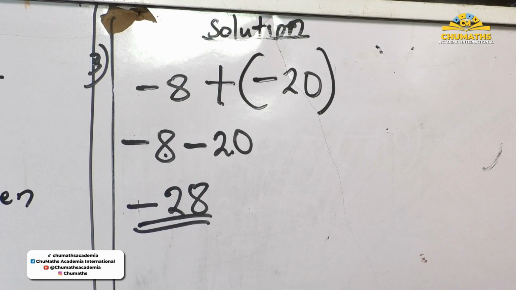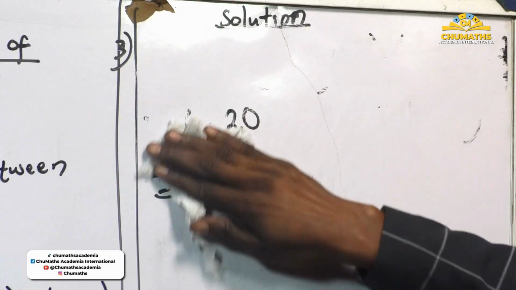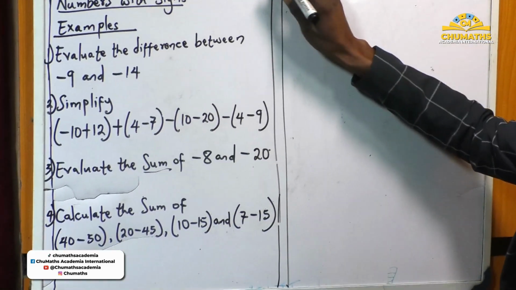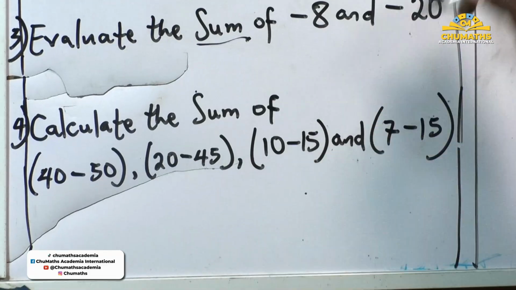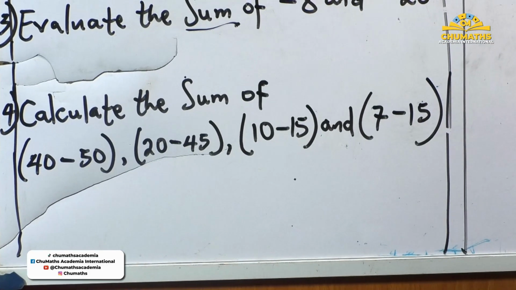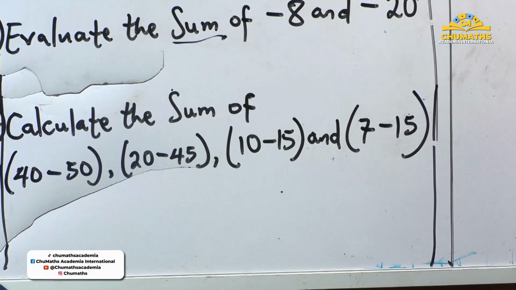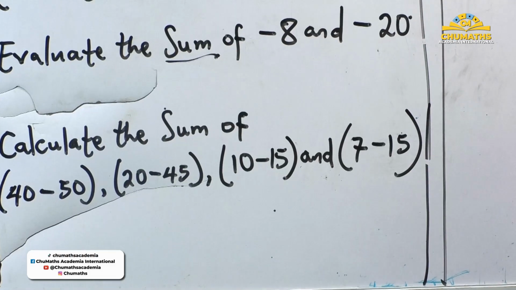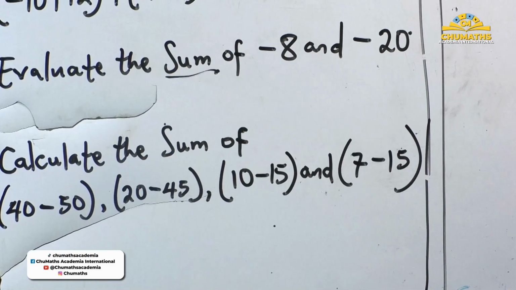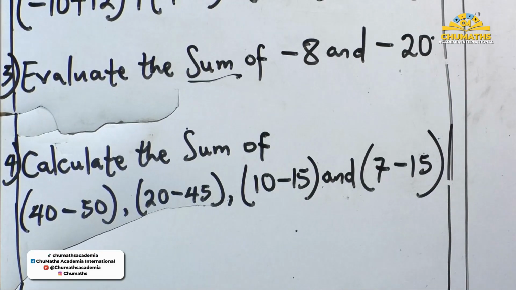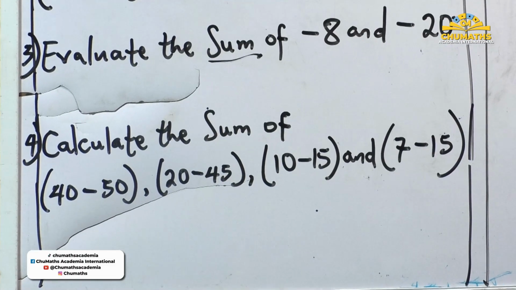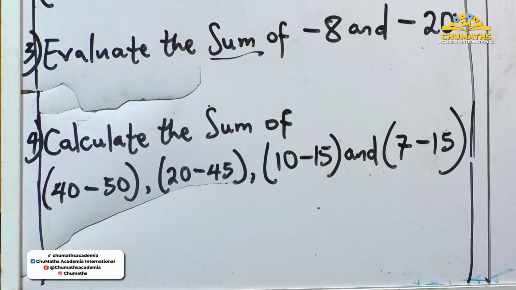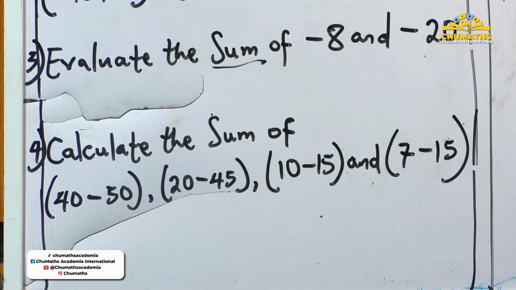Now let's look at the last question for today, number 4. Number 4 says, calculate the sum 40 minus 50. Then sum is the answer you get after adding. So I have to add everything. Minus 45, then plus 10 minus 15, plus 7 minus 15.